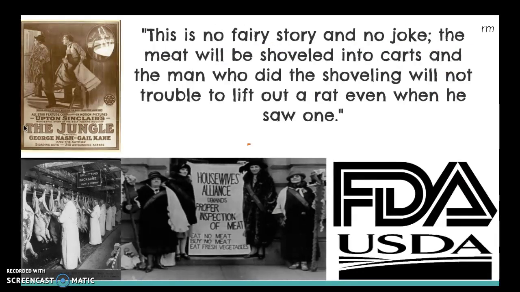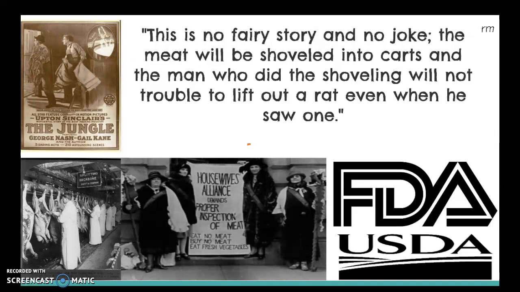We also get some important legislation around the type of products that can be released to the consumers. So, just a reminder of Upton Sinclair, who wrote The Jungle, one of our muckrakers, and a quote from him here in The Jungle: "This is no fairy story and no joke. The meat will be shoveled into carts, and the man who did the shoveling will not trouble to lift out a rat, even when he saw one." So at this time, there was no regulation around the types of food that was being distributed to the consumer.